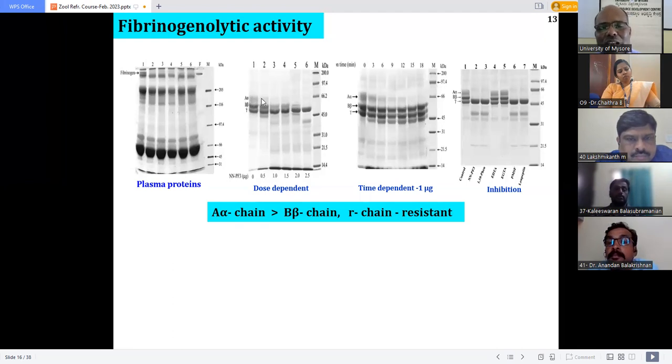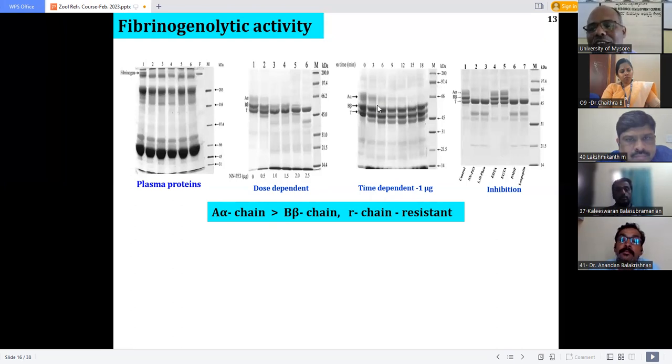So as the concentration increases, our protease is degrading the A alpha and B beta chains. The A alpha chain and B beta chains have vanished here. Look at here. You can see clearly, this is the dose-dependent effect. This is again the time-dependent effect. In the time-dependent effect, A alpha chain vanishing is clearly observed.